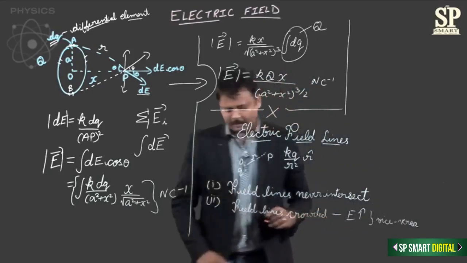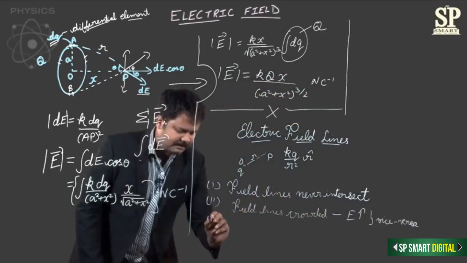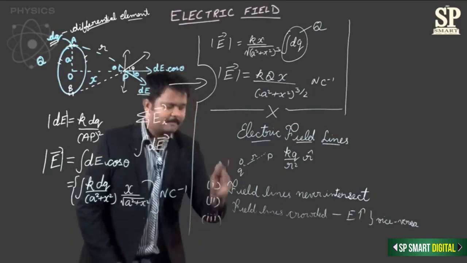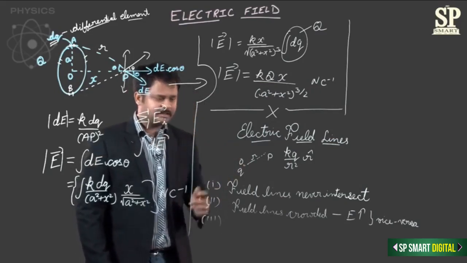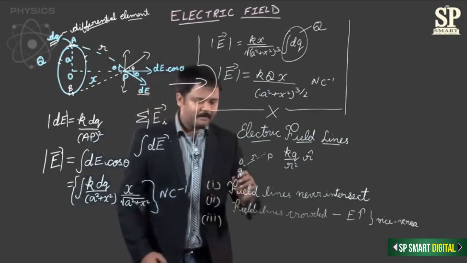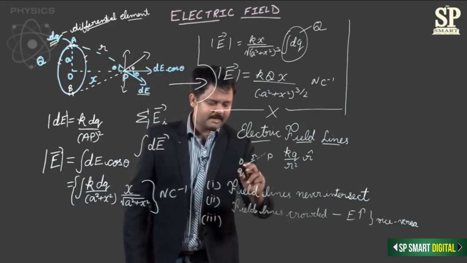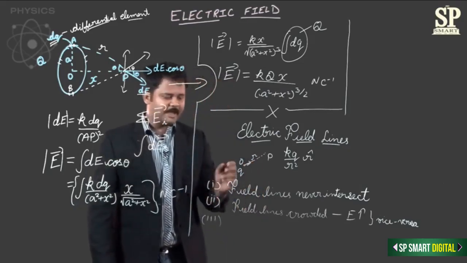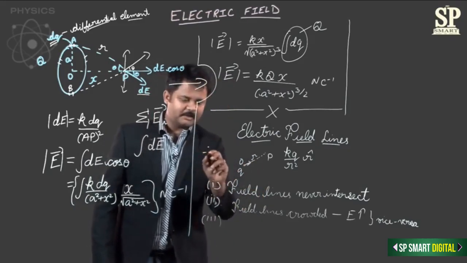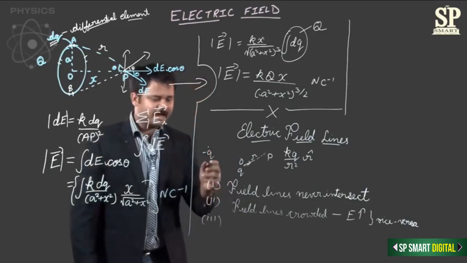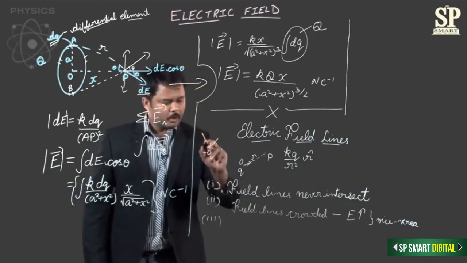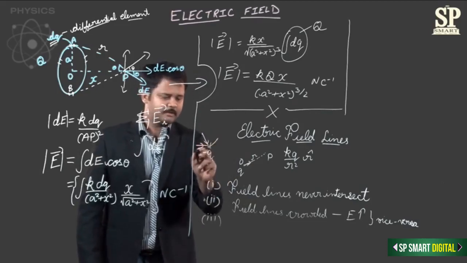So this is another very important property. And then the third property about electric field lines is that whenever we have a positive source charge Q, then the electric field lines are directed in such a way that the direction is away from the charge. And whenever we have a negative source charge minus Q, the direction is such that the electric field lines converge to that particular source charge.